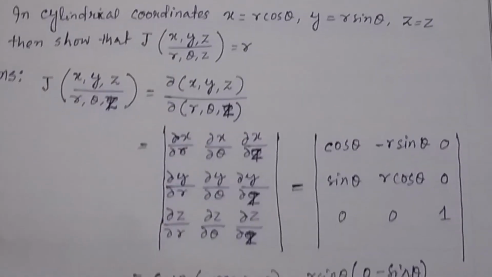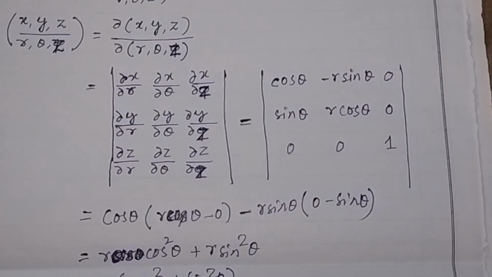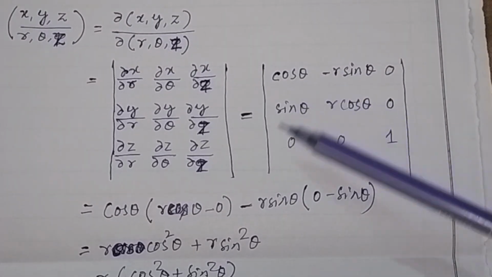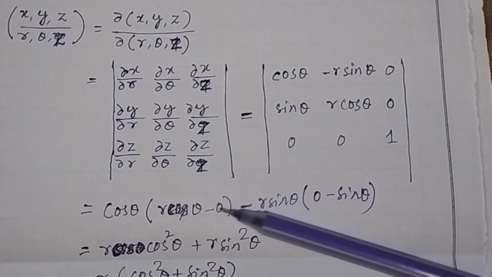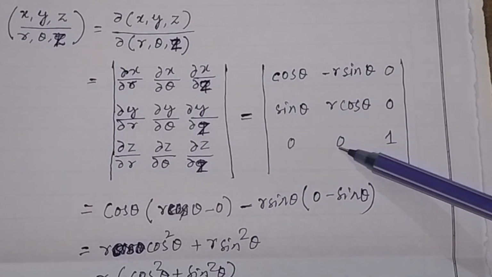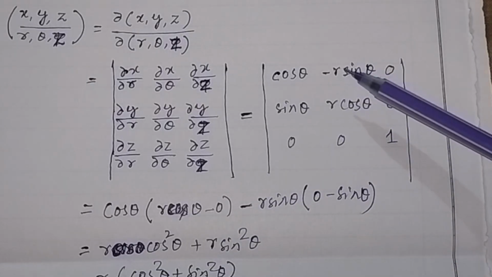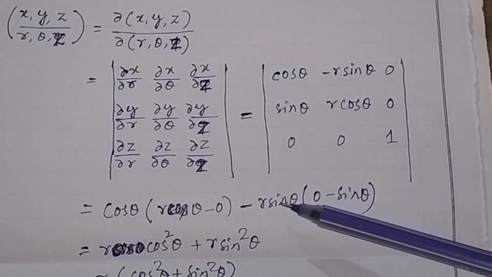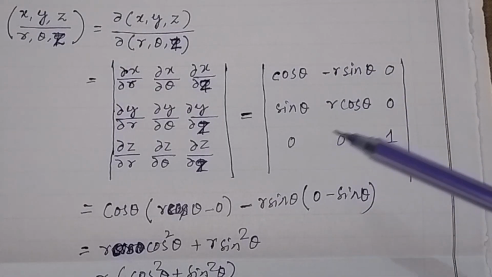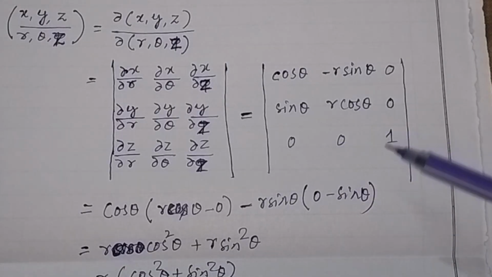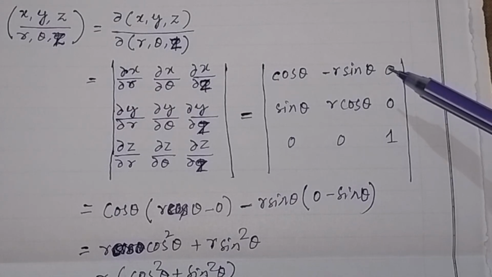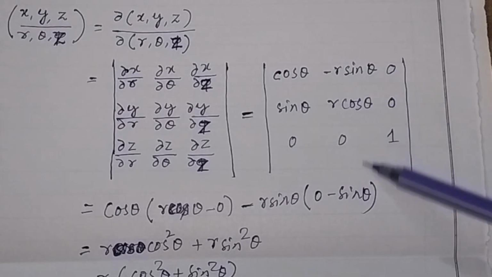So if you calculate the determinant, from the first row and column you have cos theta into r cos theta into 1 minus 0 into 0, so r cos theta minus 0. From the second term, minus r sin theta, you leave this column and this row: 0 into 0 is equal to 0, sin theta into 1, so minus sin theta.